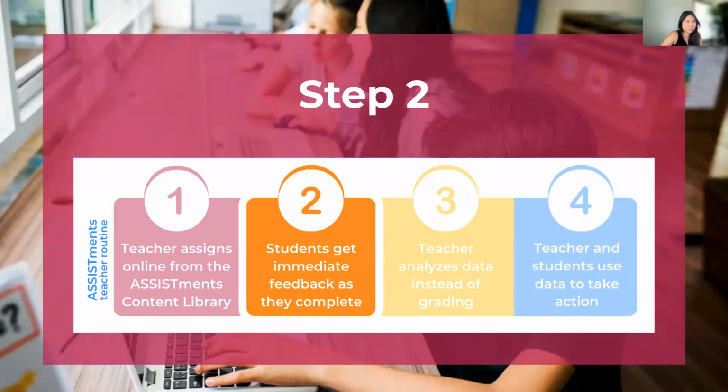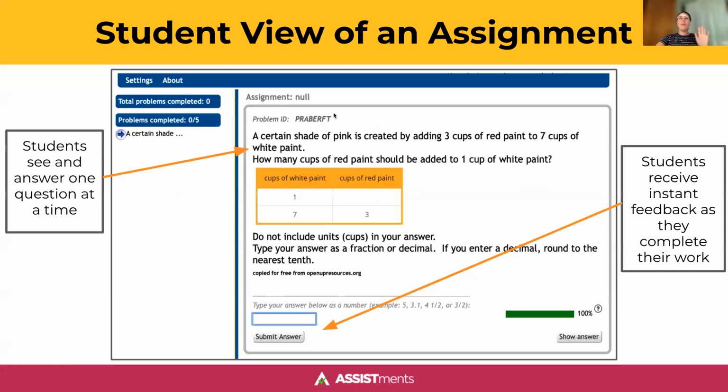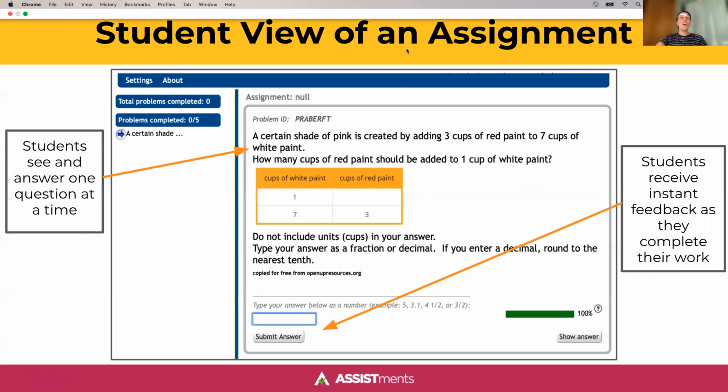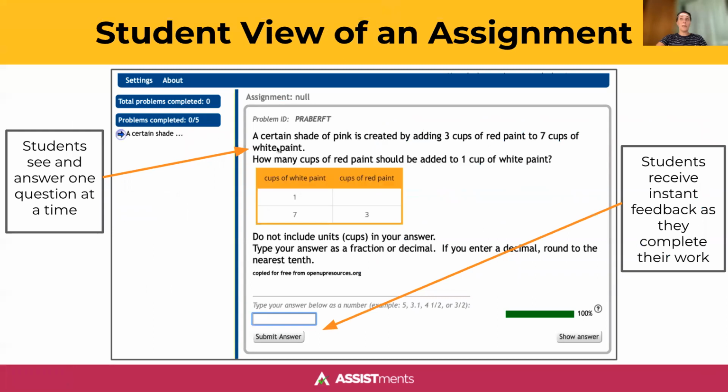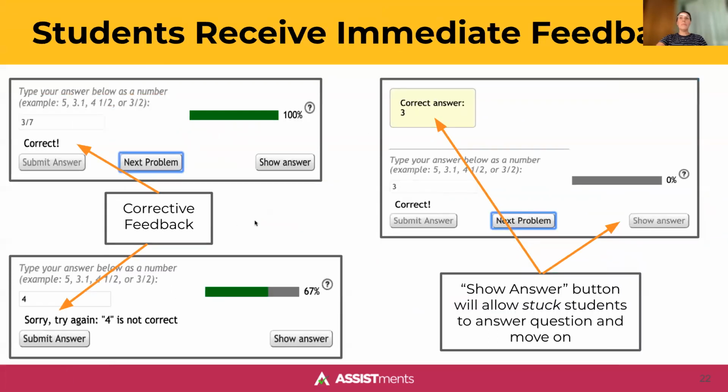All right, so just moving on to step 2. Step 2 is where students get immediate feedback as they work on their assignment. So just to recap, when the students are doing their work, they are going to see one question at a time. They're going to get immediate feedback as they work, and they can track their progress here in the bar on the left. The feedback that they're going to get is corrective feedback. So if they get that problem correct, they are told that they're correct, they know they're on the right track, and they can move on.